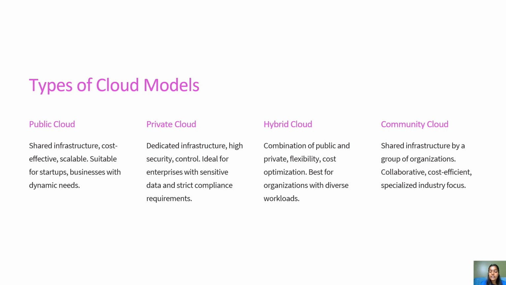Coming to the third type, we have hybrid cloud: combination of public and private, flexibility, cost optimization, best for organizations with diverse workloads. Coming up to the fourth type, we have community cloud: shared infrastructure by a group of organizations, collaborative, cost efficient, and specialized with an industry focus.